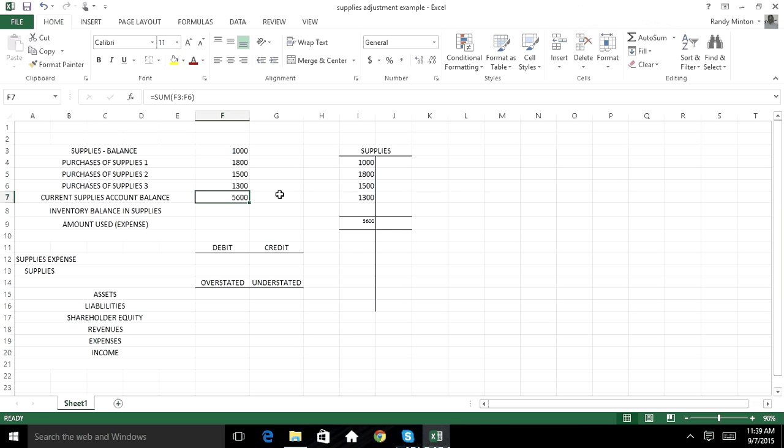So we have to take an inventory to find out how much we actually have. So we're going to perform the same task that we did before. We're going to go into the supply room. We're going to take each item that we have in there. We're going to multiply it times its cost. We'll add them all together, and when we do that, we find that we have $1,200 worth of supplies.